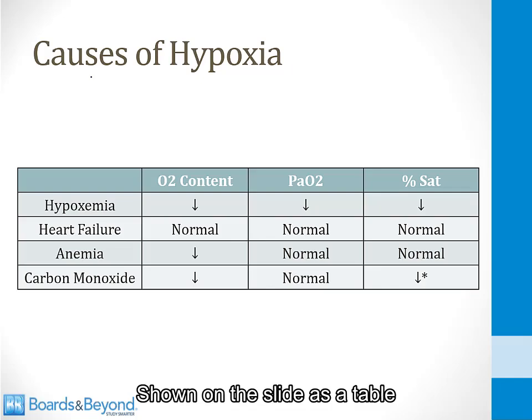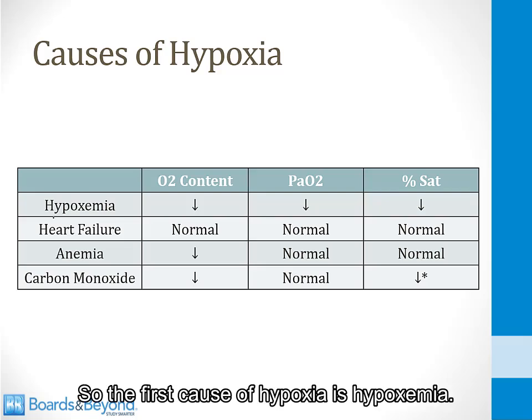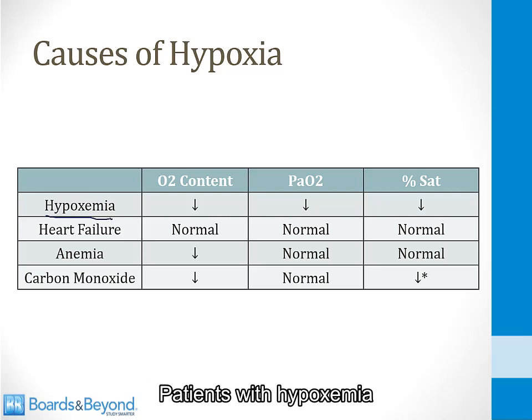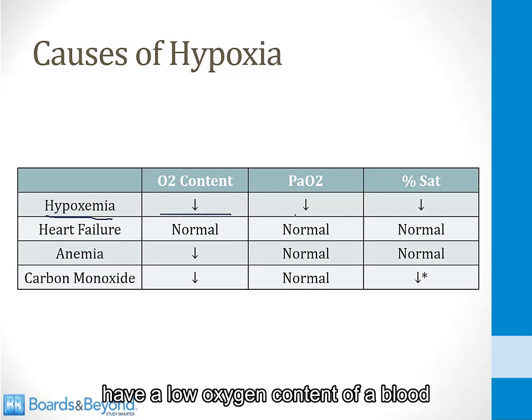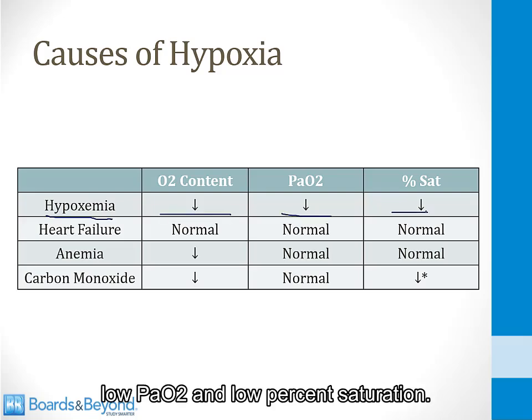Shown on this slide is a table listing the causes of hypoxemia, and many Step 1 questions derive from the information on this table. Don't just memorize it. Make sure you understand it. So the first cause of hypoxia is hypoxemia. Patients with hypoxemia have a low oxygen content of the blood, low PaO2, and low percent saturation.